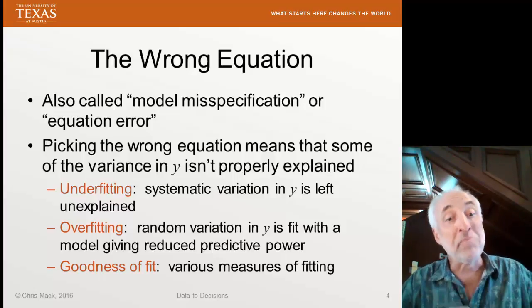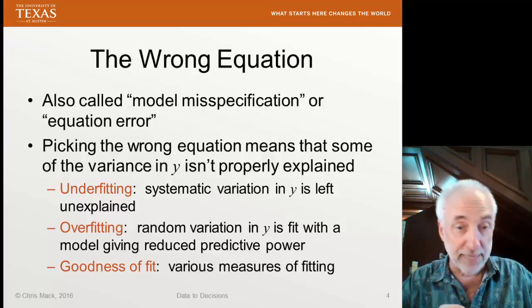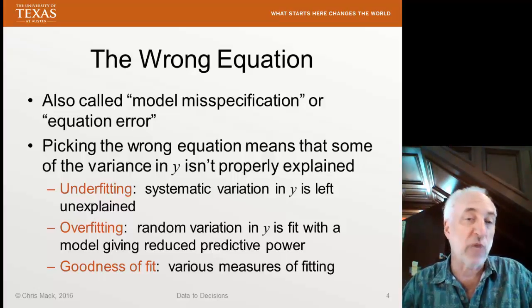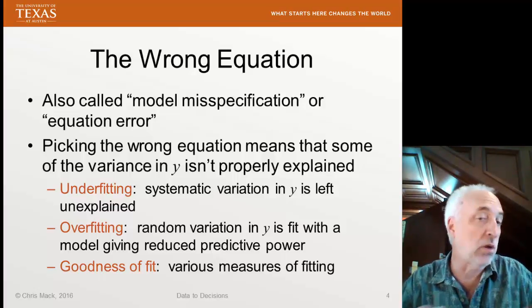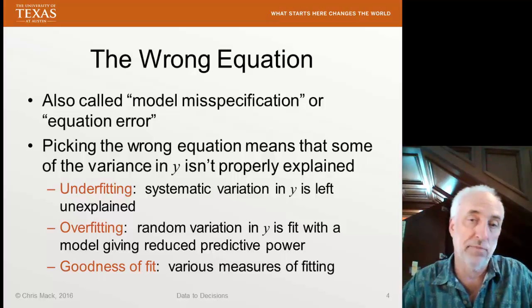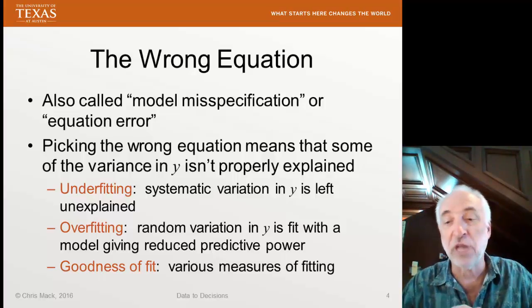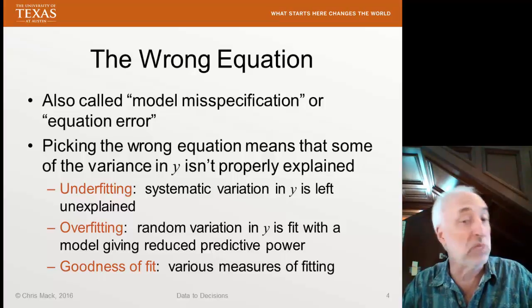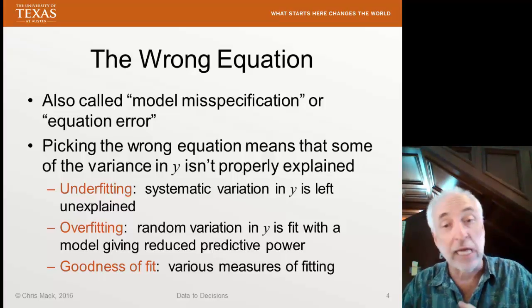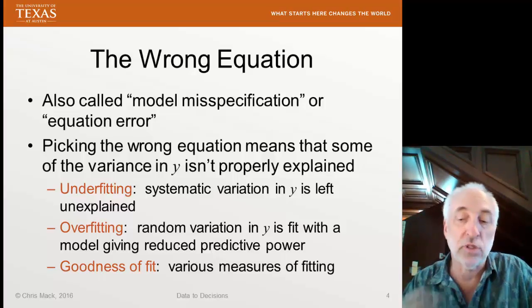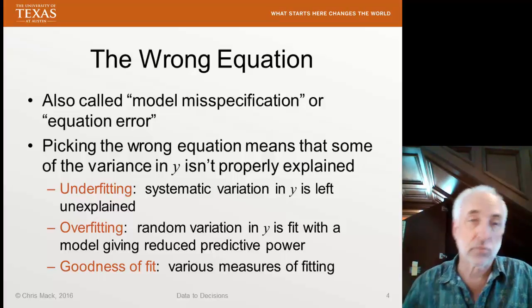Overall, we're going to try to use some measures of the goodness of fit to help us understand whether we're overfitting, underfitting, or doing things quite well. This will be our first lecture talking about some measures of goodness of fit, and in coming lectures we'll see more.